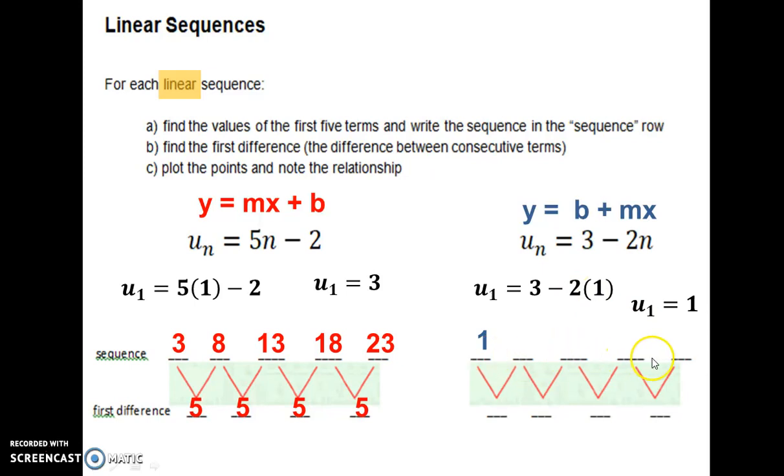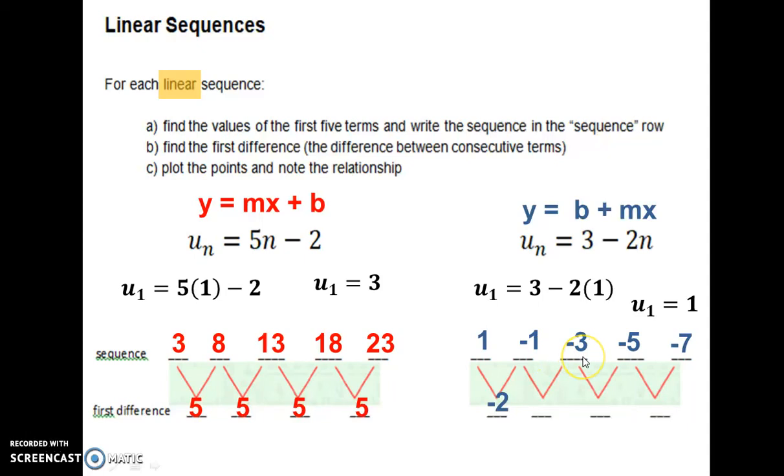So now please fill in the other 4 terms here in this sequence, the next 4 terms. Hopefully you got -1, -3, -5, and -7. And we get that by looking at this here. For example, u2, the second term, we would put a 2 in here and a 2 in here, and you'd have 3 minus 4, which is -1, and so on. So there's our sequence. Does this one have a first difference that's the same as well? Let's check. To go from 1 to -1, you go -2.